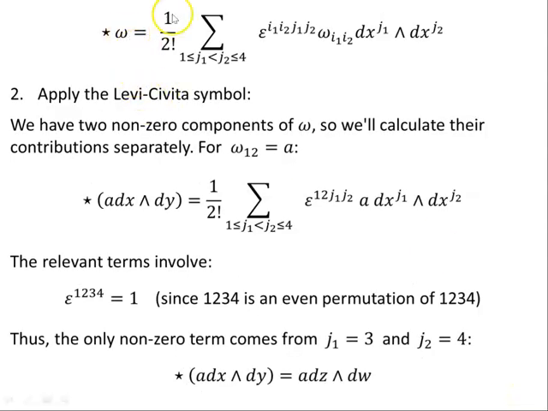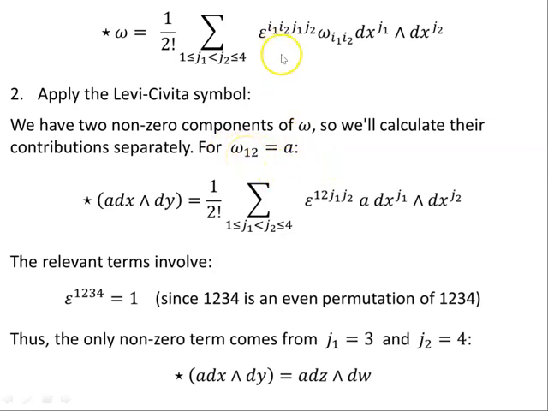So star omega becomes 1 on 2 factorial, sum over all of this. Now let's apply the Levi-Civita symbol. We have two non-zero components of omega, so we'll calculate their contributions separately. Remember there was omega 1,2, and down here omega 3,4. They'll be on the next slide. So let's deal with omega 1,2 first.